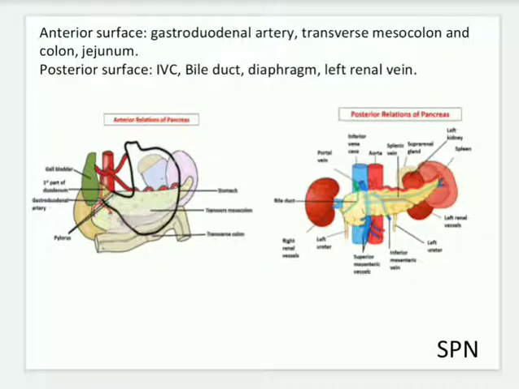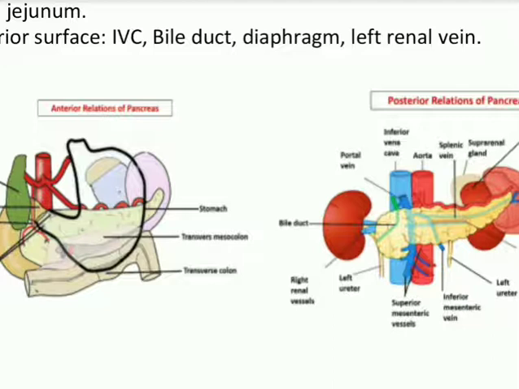In the posterior relations, there is the aorta, inferior vena cava and surrounding structures like the bile duct, hilum, left ureter, left kidney and left renal vessels, inferior mesenteric vein, superior mesenteric vessels, suprarenal gland and the surrounding structures around the pancreas.